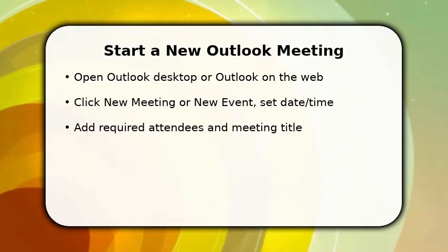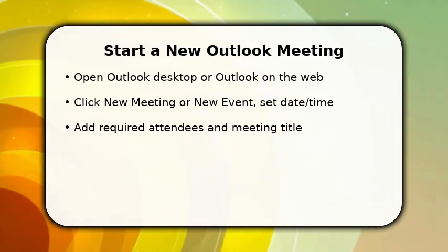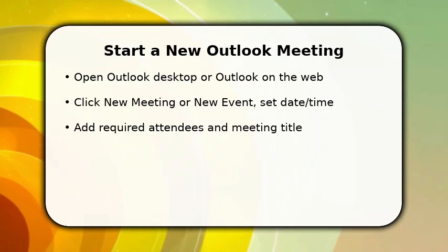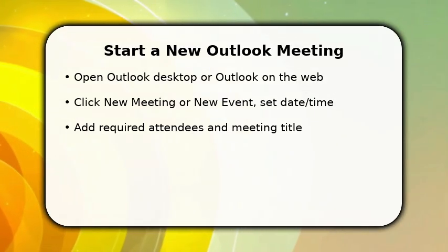You begin by opening Outlook where your calendar lives, then create a new meeting or new event and add a clear title. Add required attendees now so Outlook can check availability. This speeds the rest of the process.